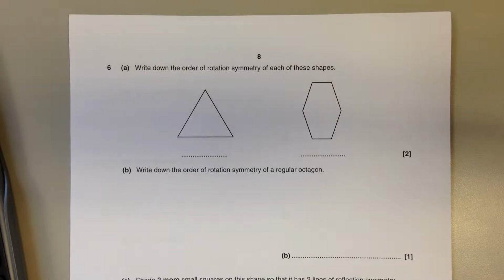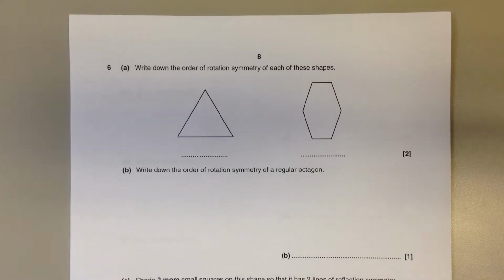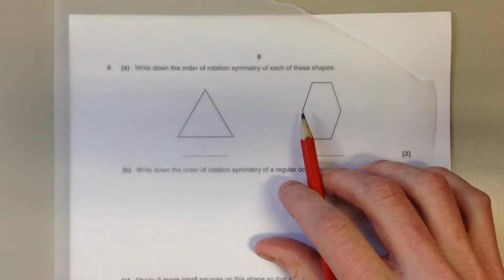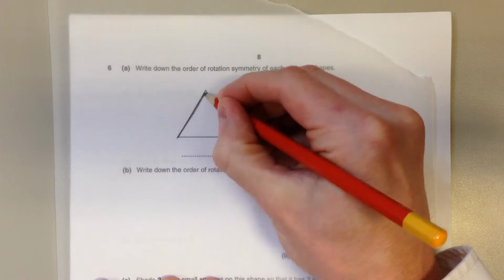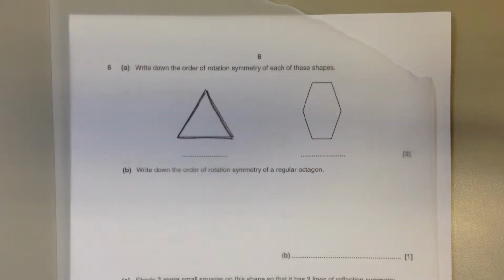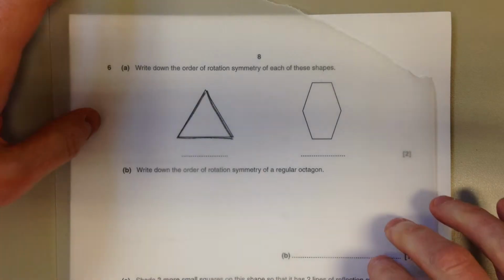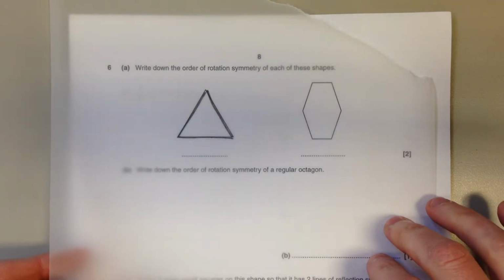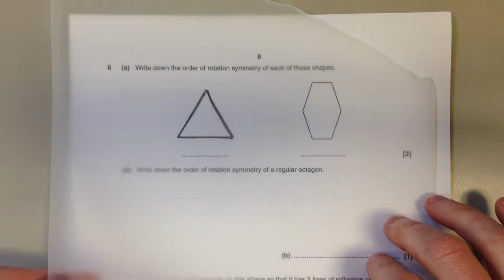Question number 6, part A, asks about the order of rotational symmetry of shapes. Rotational symmetry is how many times a shape will fit on top of itself when you spin it round 360 degrees. So you ask for a piece of tracing paper, you trace your shape, you turn your tracing paper a full turn, and you see how many times you get the same shape.